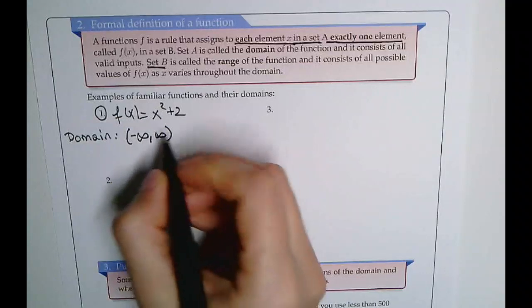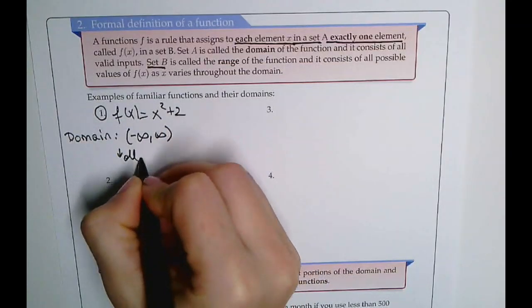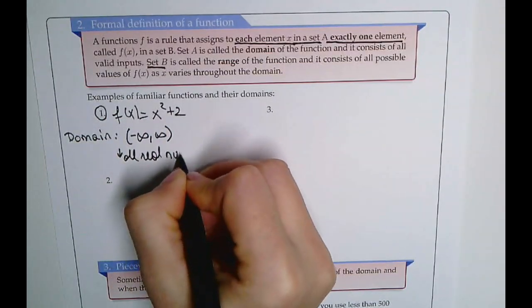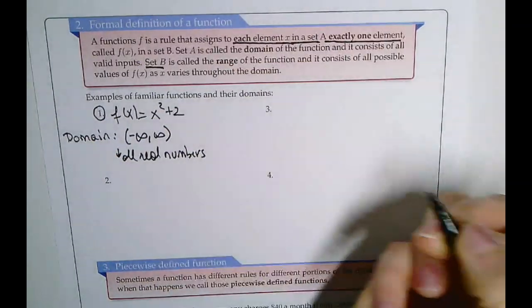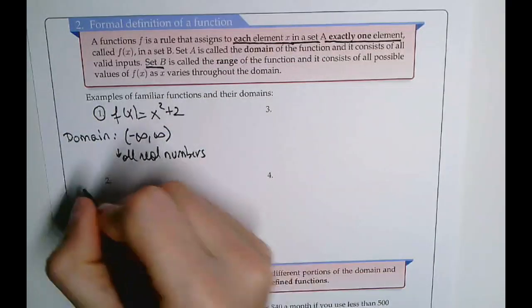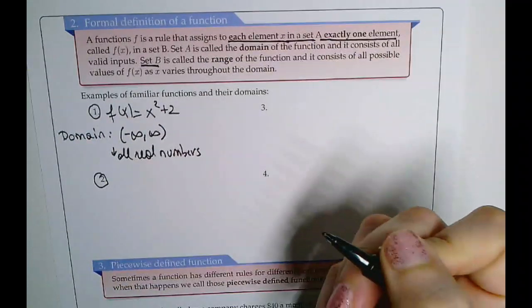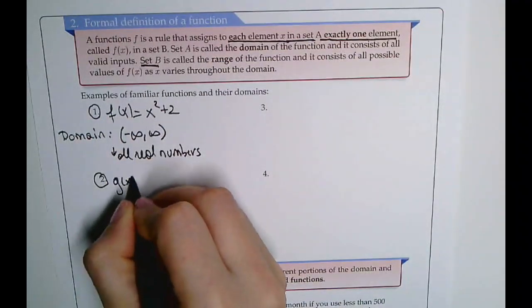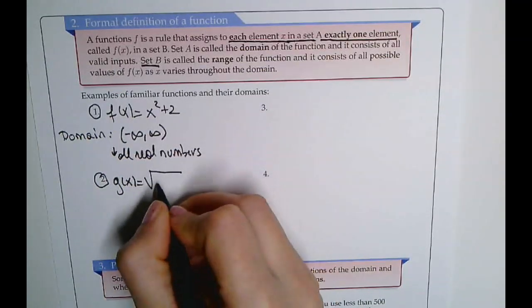So this is how we write all real numbers: from -infinity to infinity. The entire number line. All right, another example. Let's let g of x equals square root of x minus 4.